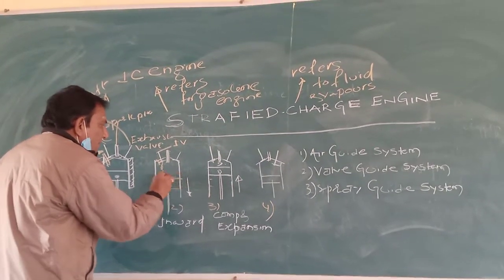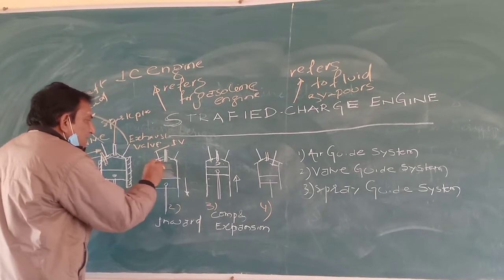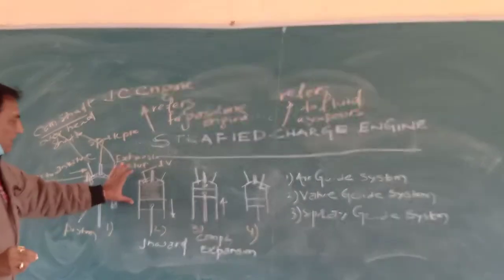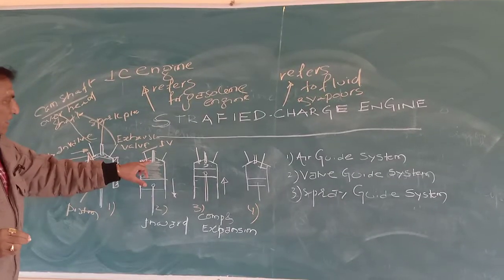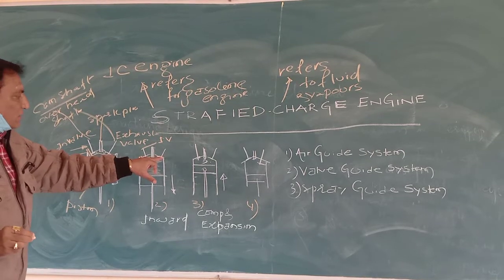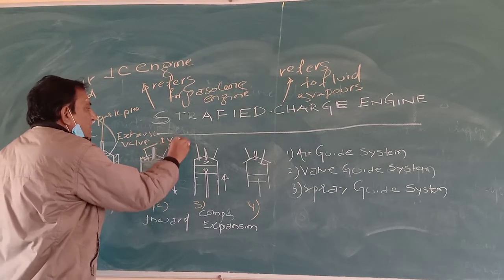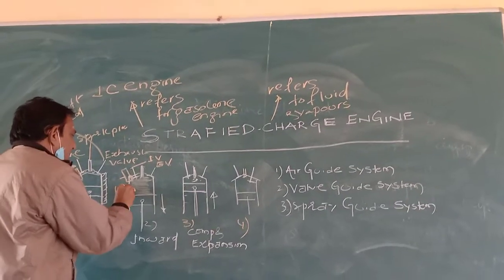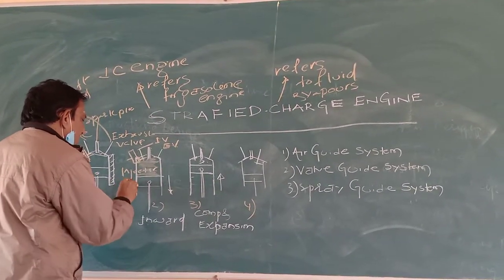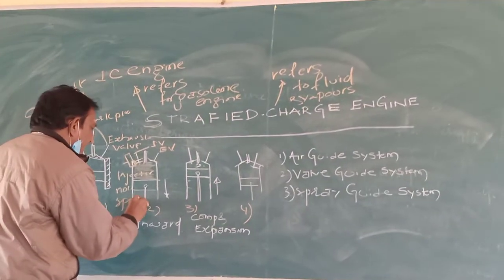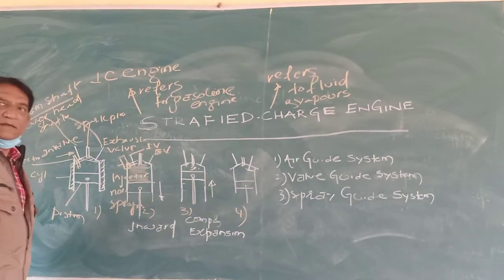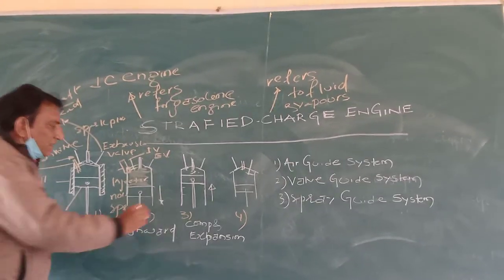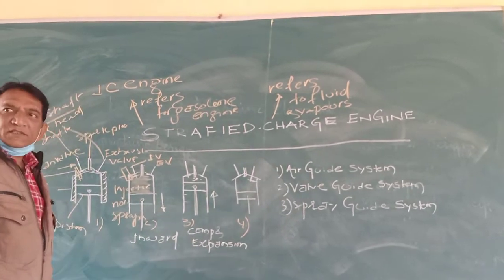Here the air comes like this. It will fill here. This is the air section. Right? Here the inlet valve is open. Spark plug is not firing. Exhaust valve is closed. Here the injector is open, but the injector has not sprayed.